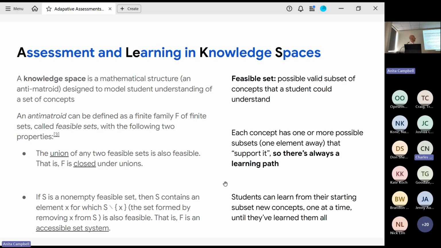So again, to try and put this into context here, the feasible set is a possible valid subset of concepts that a student could understand. Every concept has one or more subsets where there's sort of one step away. So there's always a way, if I want to learn a specific concept, that I can learn a path all the way through. And then, in principle, a student, no matter where they start from, there's always a path to them learning all the possible concepts that we're interested in, but there's many, many such paths, basically.